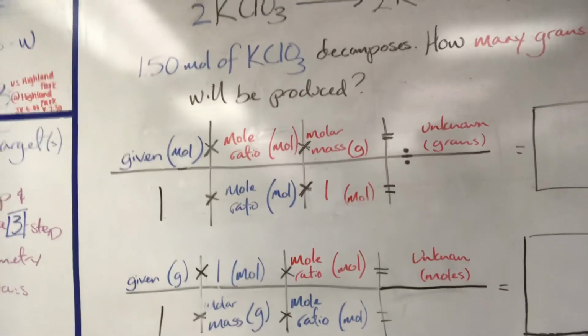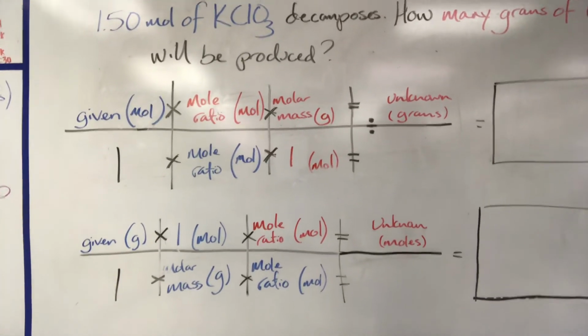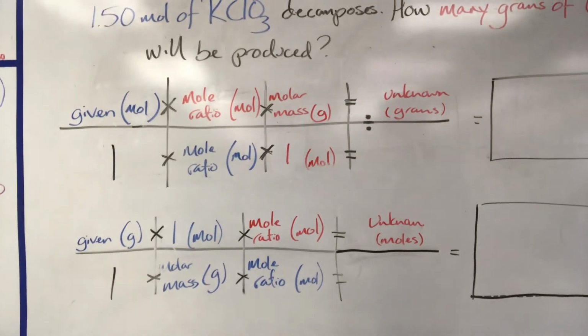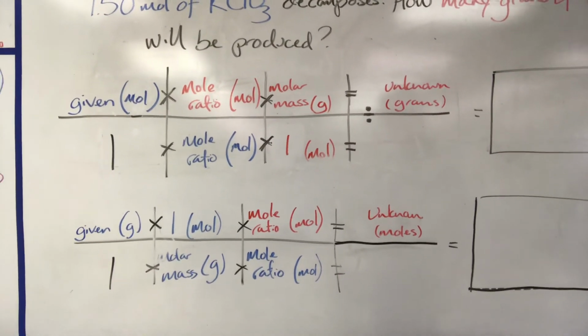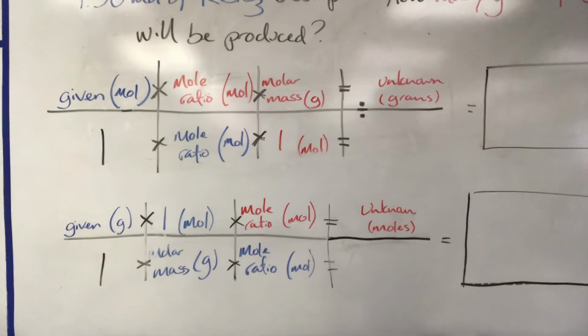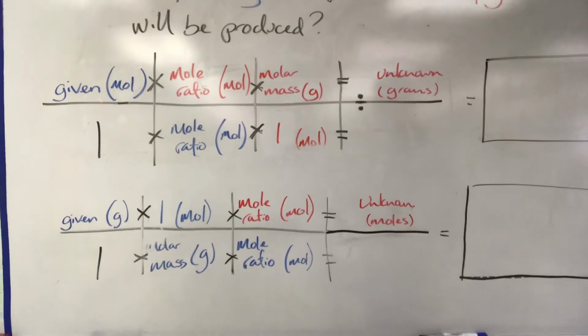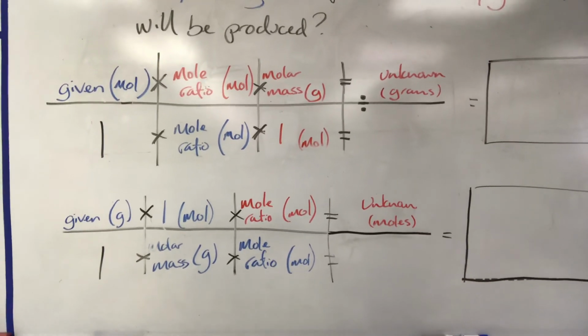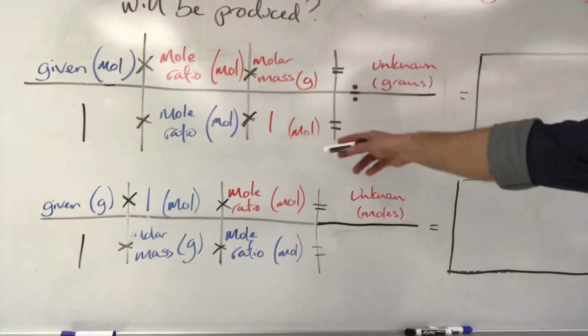If you look, that's a problem. Blue is the given. Given goes up in the top left-hand corner. Unknown goes in the top right-hand corner. And you can see how we use the molar ratio. So KClO3, potassium chlorate, is the blue or given. O2 or oxygen is my unknown. So that's why it's in red. And you can see my conversions.